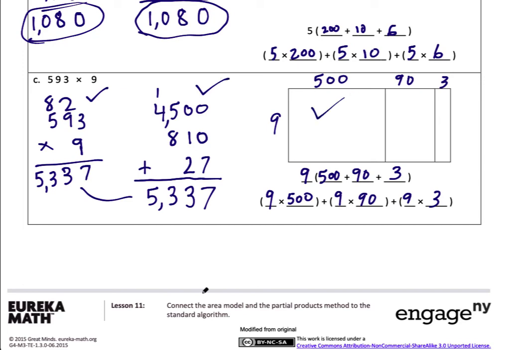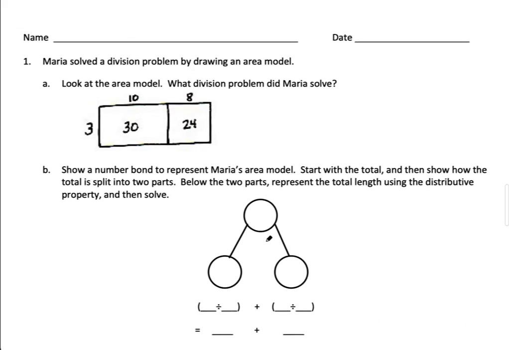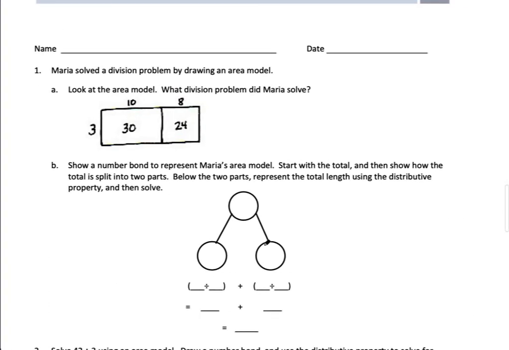Page 2 done. All right, page 3 and 4, we're just going to do these together. I don't think these take too long. This week we talked about number bonds, so this should be familiar to you now. Let's change the color. Let's do purple. Last 2 pages. Here we go. Maria solved the division problem below by drawing an area model. Here's our area model. Okay.